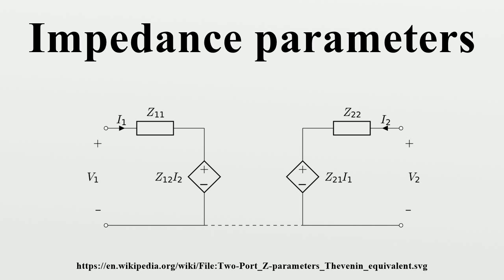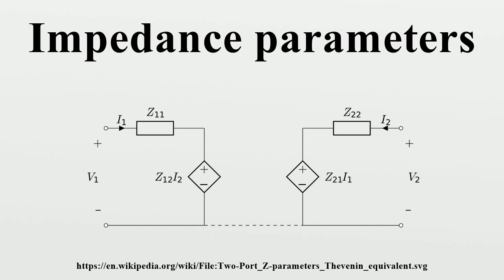Z parameters are also known as open-circuit impedance parameters as they are calculated under open-circuit conditions, i.e., I_x equals 0, where x equals 1, 2 refer to input and output currents flowing through the ports respectively.